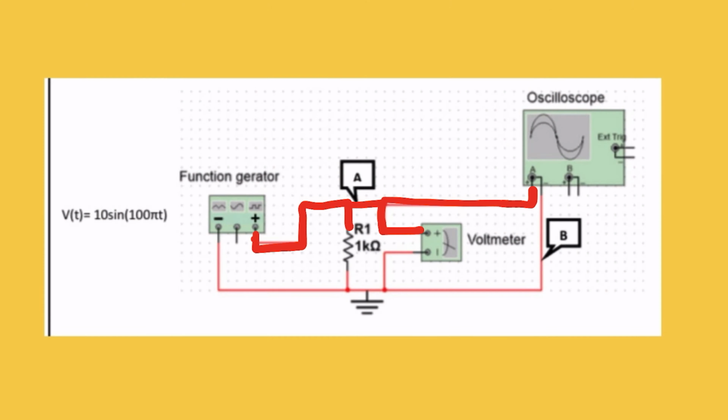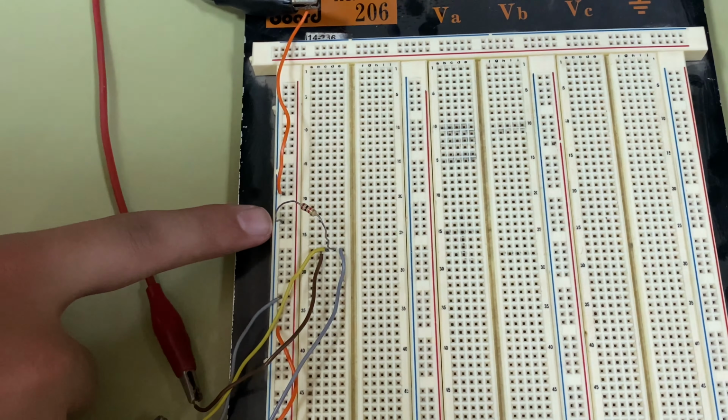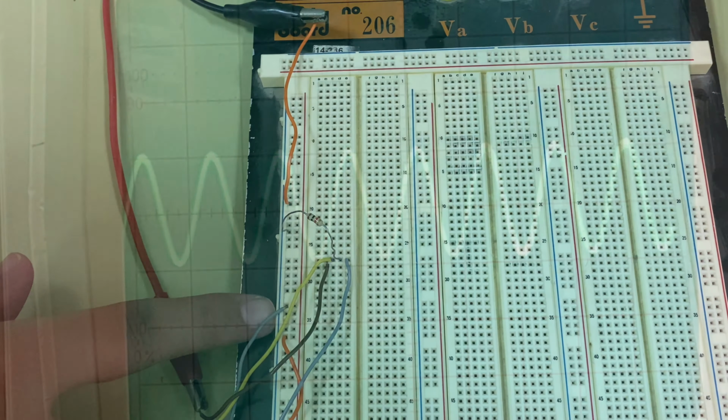As for node B, which is connected to ground, it is connected from the negative terminal of the function generator to the other end of the resistor, to the negative end of the voltmeter and the negative end of the oscilloscope. And the other terminal, we connect the negative terminal.